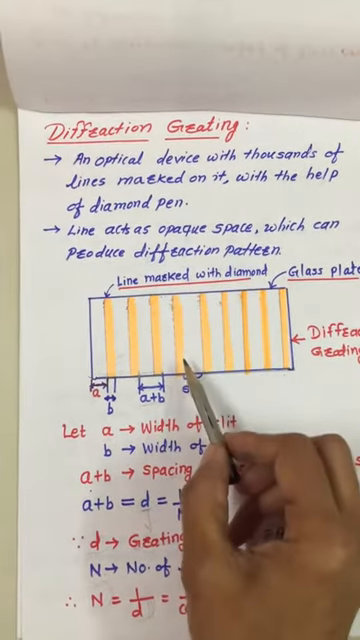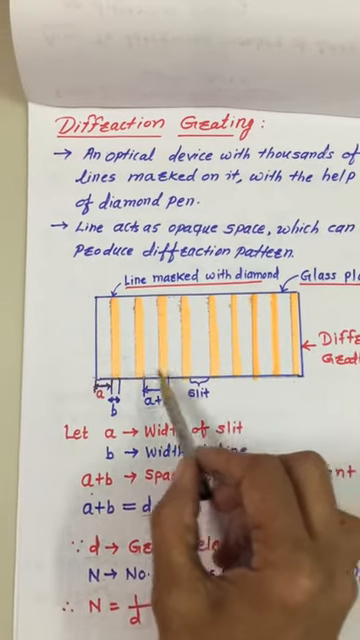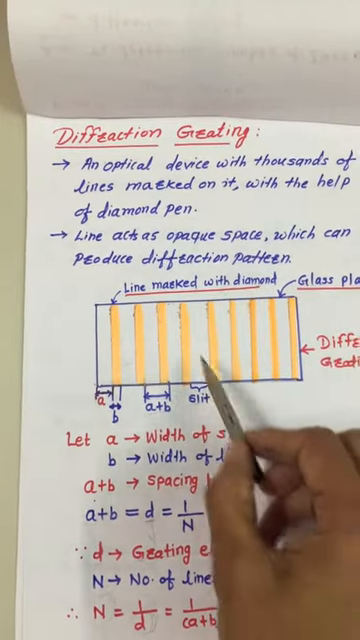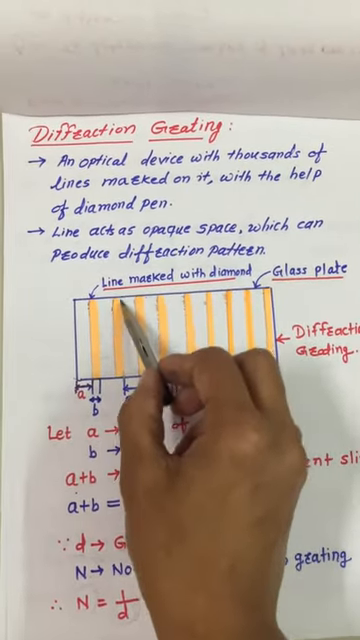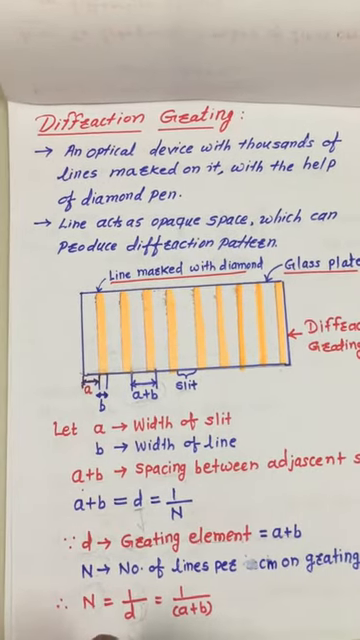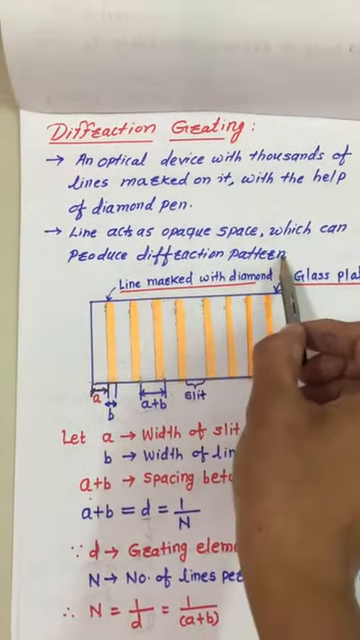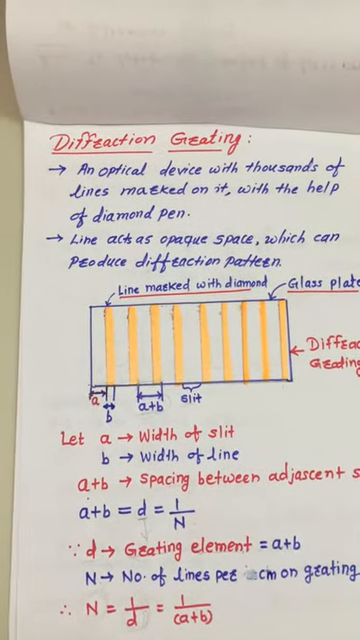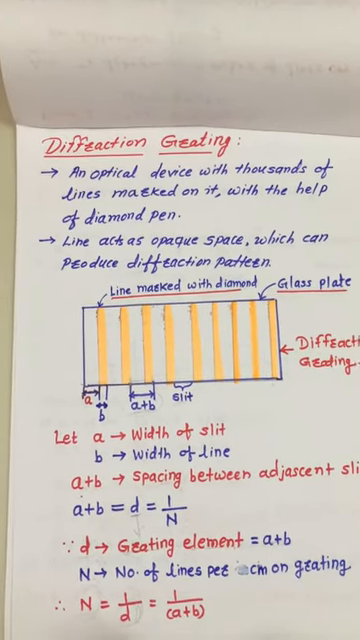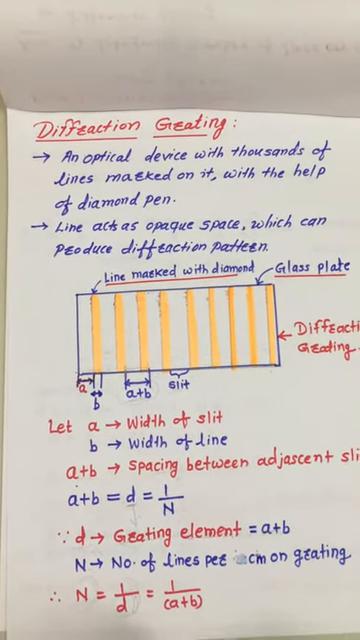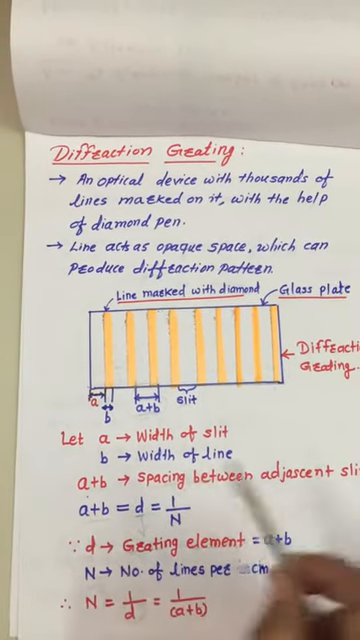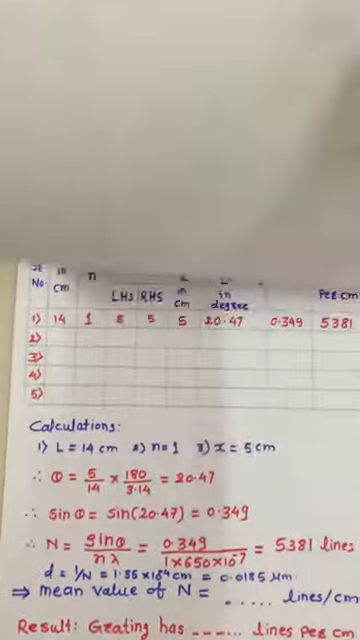Looking at this picture once again, a grating is an optical device having thousands of line marks on it, and these lines act as non-transparent portions, so they function as an obstacle to the path of light, and they can produce a diffraction pattern. So a diffraction grating is an optical device which causes diffraction, and the spacing between adjacent slits is called a plus b, that is the grating element.